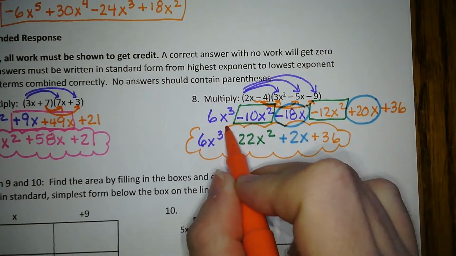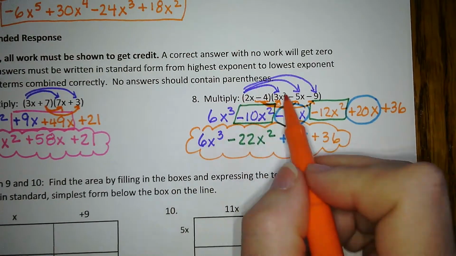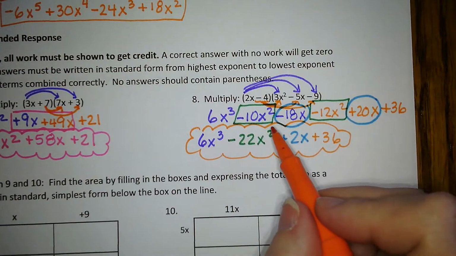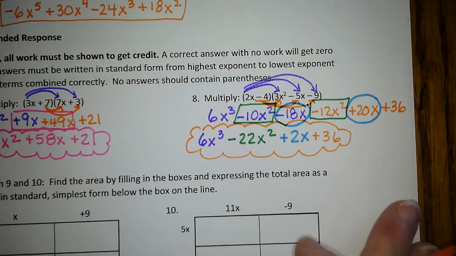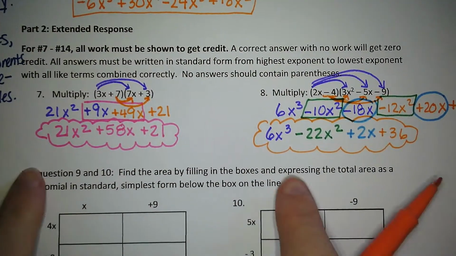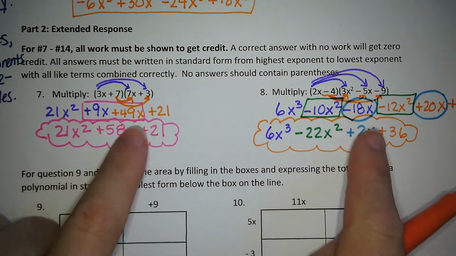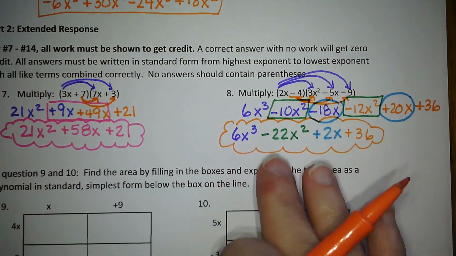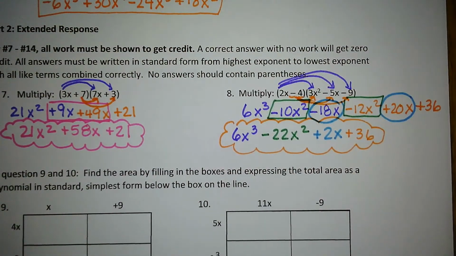Again, because I distributed the 2x to 3 terms, that's 3 on top, 3 on the bottom, 6 all together, and then I'm combining my like terms by adding. So notice that both of my answers are in highest to lowest exponent in standard form. That's what I'm looking for. You combine your like terms correctly and get it in standard form.